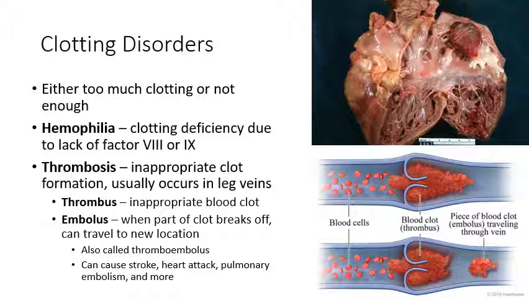Alright, so if you're missing any of those factors, then that's going to give you a problem, a clotting deficiency. And in hemophilia, the most common ones to be missing would be factor 8 or factor 9. Then you have thrombosis, which is forming too much clotting. It's forming clots when you shouldn't be forming clots. It can happen in different places, but it usually ends up happening in your leg veins.